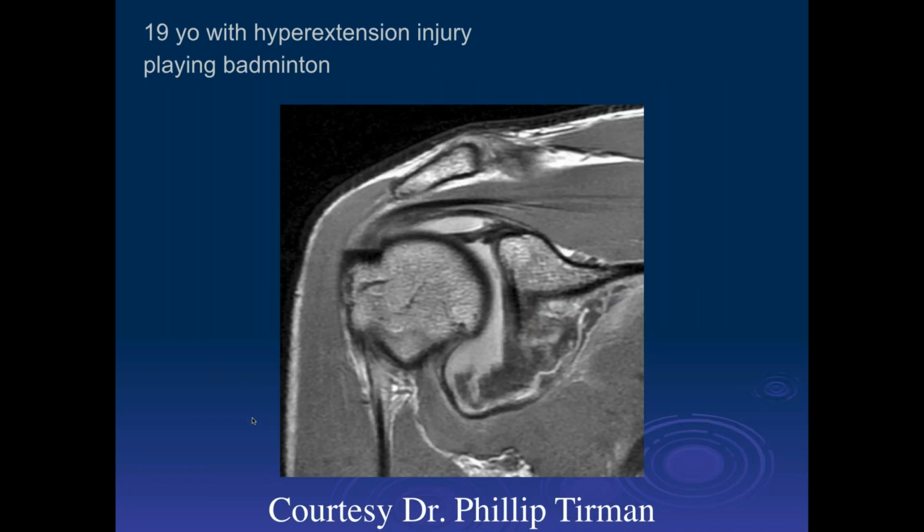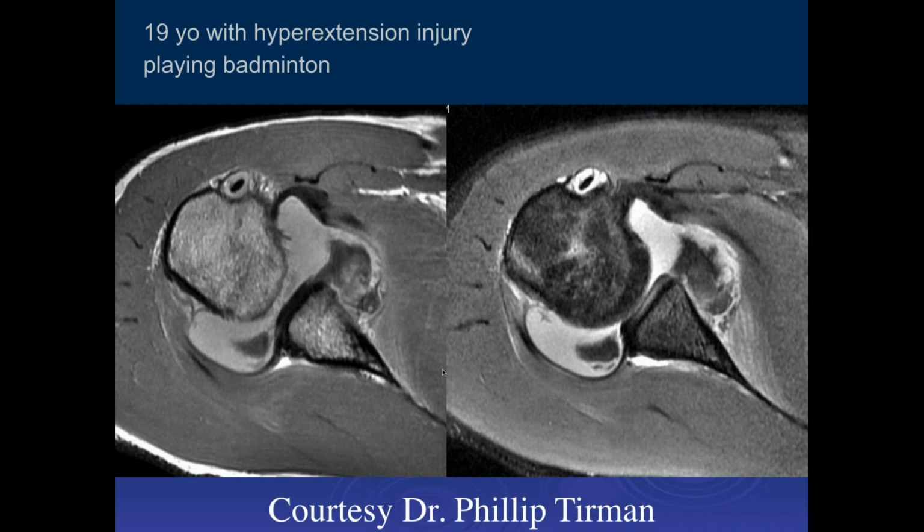Here's a hyperextension injury playing basketball, and here we can see a typical humeral avulsion of the inferior glenohumeral ligament from playing badminton. What else do we see here on these images, Sahar?